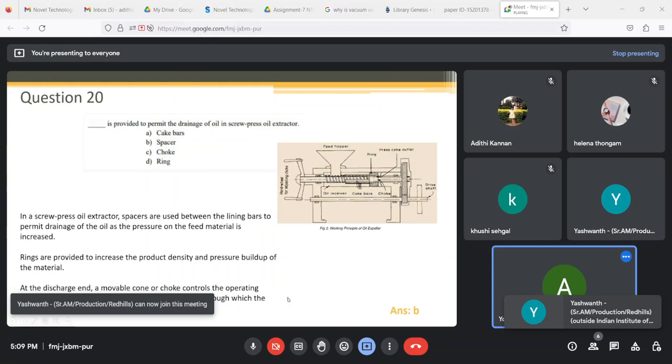used to alter this annular space, and because of this pressing, you will get something known as a cake. While the oil is drained out, whatever is left out will be this cake. The answer is option B. Spacer is what is used to drain all the oil as the pressure is increased.